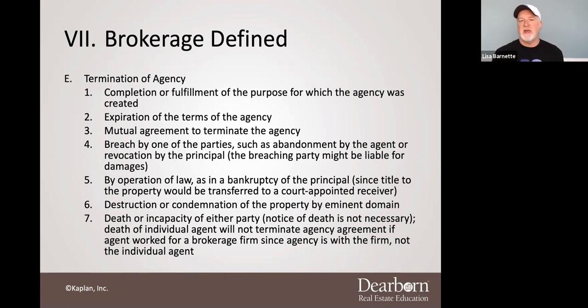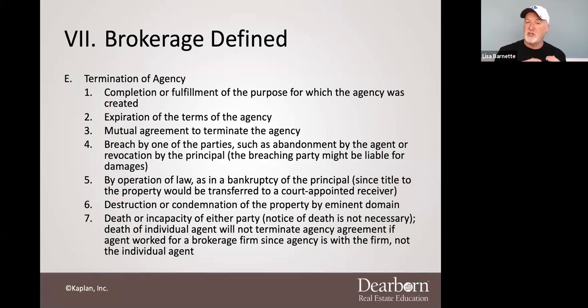Also, it can be terminated by eminent domain. If the government comes in and takes the property, it's very possible that I would lose my right to list that property, to be compensated on that property as well by operation of law. All right, number 7, I hate to do it to you, but number 7 is another case where you need to put a star beside it because you're likely to be tested on this. And here's why. Notice what this says.